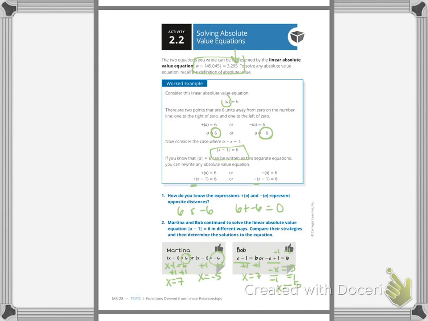If I test 7, 7 minus 1 is 6, and the absolute value of 6 is 6. If I put in negative 5, negative 5 minus 1 is negative 6, and the absolute value of that is 6. So they both work. Martina divided both sides of the second equation by negative 1, and Bob distributed the negative 1, getting the same answer.